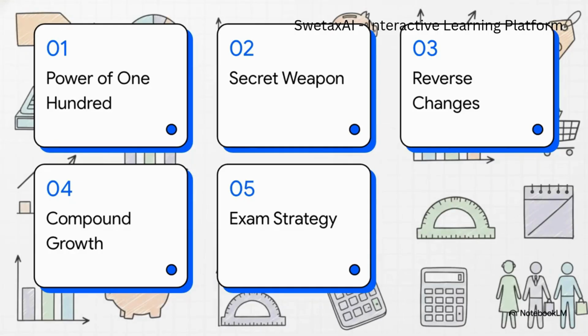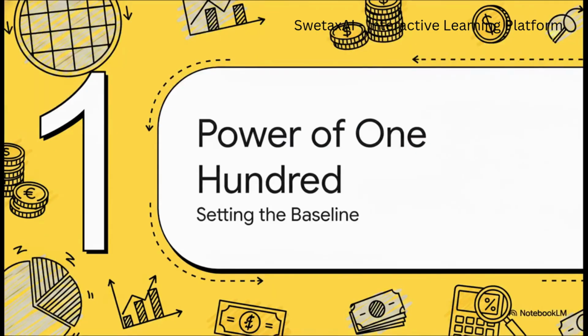So, here's our roadmap. We're going to start with the power of 100, meet your secret weapon, tackle reverse and successive changes, dive into compound growth and decay, and wrap up with exam strategies and traps. Let's get to it. Section 1, the power of 100, setting the baseline.